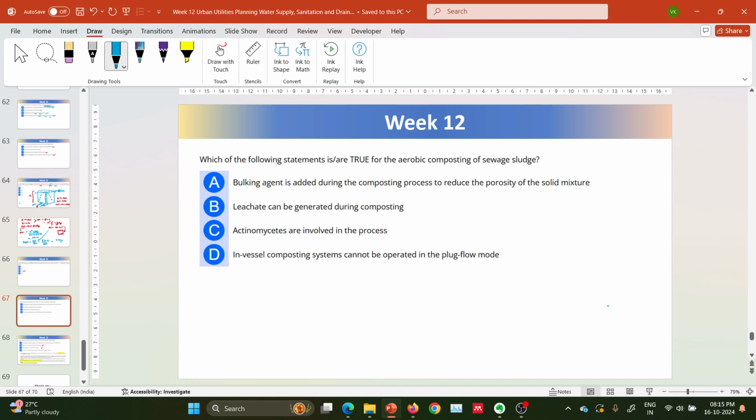Which of the following statements are true for aerobic composting of sewage sludge? Bulking agents are added during the composting process to reduce the porosity of the solid mixture. No, these are added to increase it. Leachate can be generated during composting. Correct, it can be generated. Actinomycetes are involved in the process. Yes, these are involved. In-vessel composting cannot be operated in plug flow mode. No, it is operated in plug flow mode. So B and C are correct.